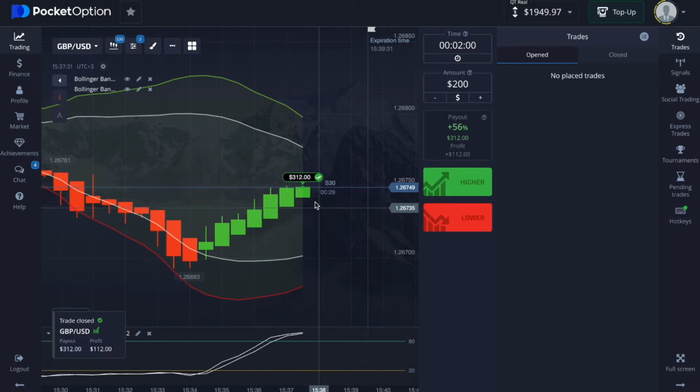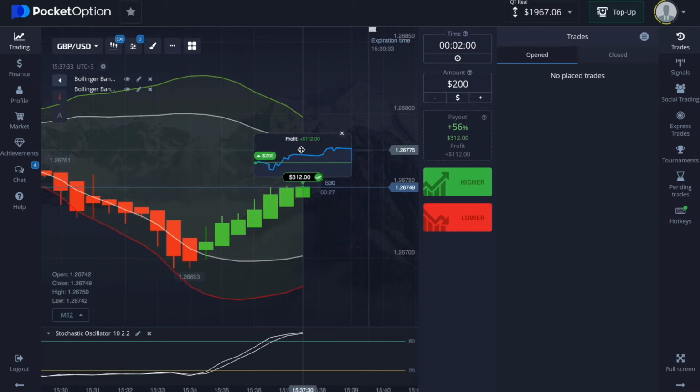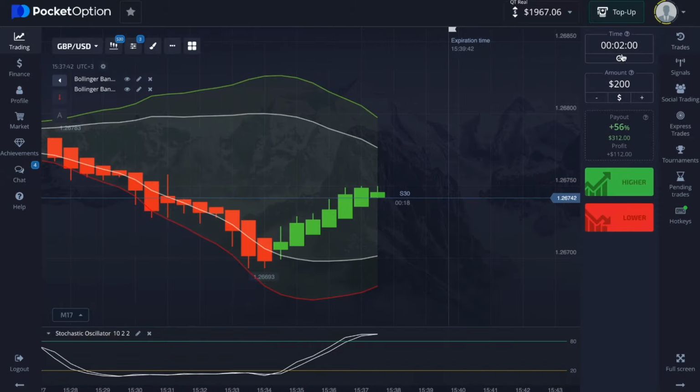The price continues to rise and my trade closes, bringing me a profit of $112 in 2 minutes. The strategy is truly working exceptionally well. Just open the chart, try to identify similar moments, and trade based on them.